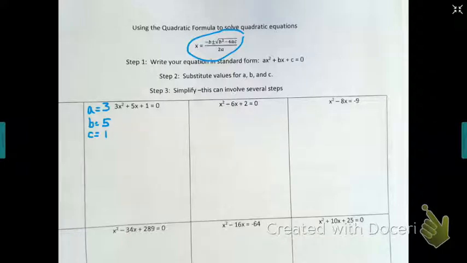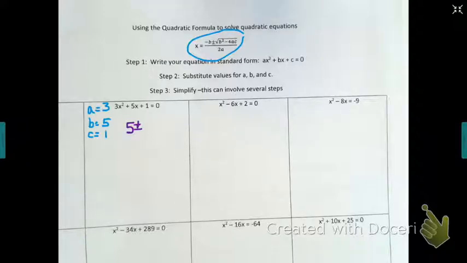Okay? So, I start off with the formula. The formula says negative B. So, whatever B is, you change the sign. If B is positive, it becomes negative that. If B is negative, it becomes positive that. So, negative B means change the sign of B. So, negative B would be 5.